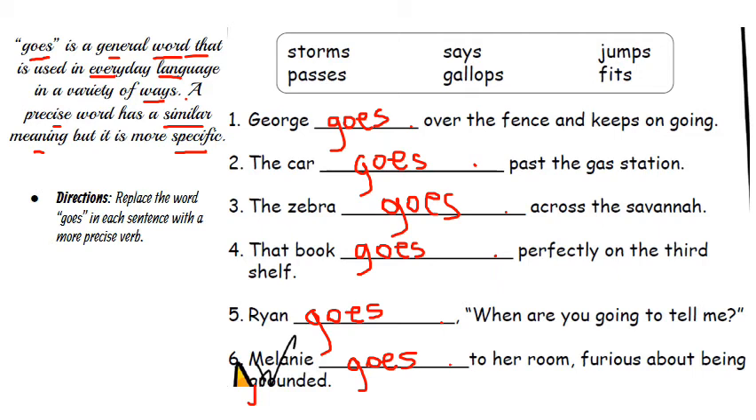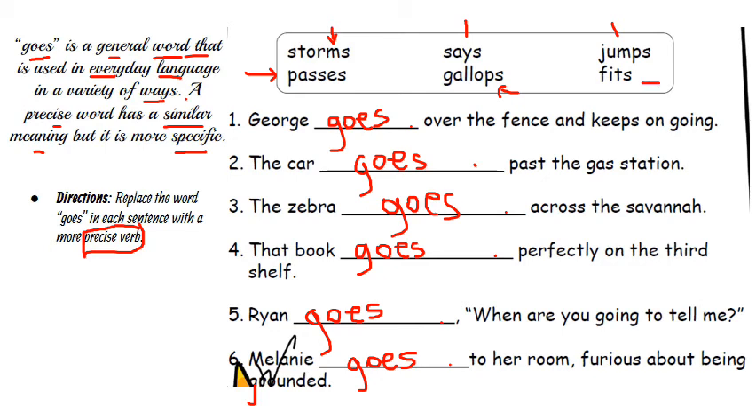However, if I'm a good writer, I should be able to use a precise word, a word that gives me the meaning better than the word goes. I have here storms. Storms means go fast. Says, jumps, passes, gallops. Gallops is the way a horse moves or walks. Fits.